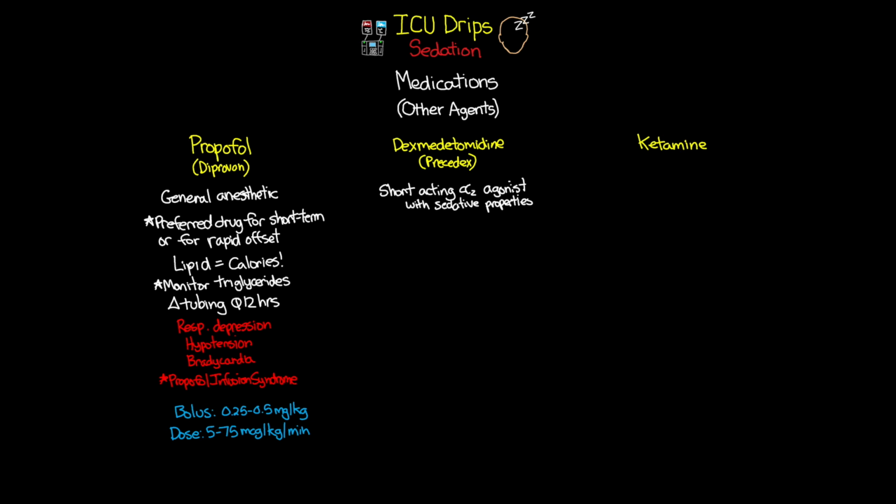And so as a result of it being an alpha-2 agonist, we can see bradycardia and hypotension. One of the really nice things, though, about Precedex is it doesn't cause any respiratory depression. And so that means you can continue using Precedex while you extubate your patient and even while they are extubated. And so your patients are going to be easily aroused and alert when you do give them stimulation.